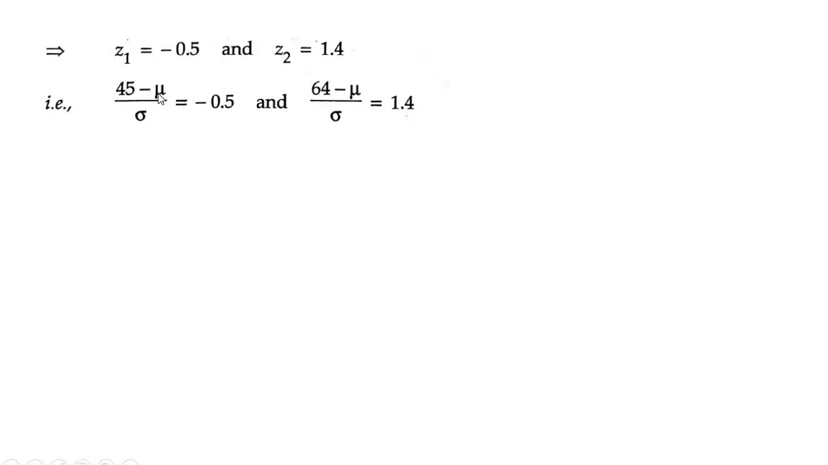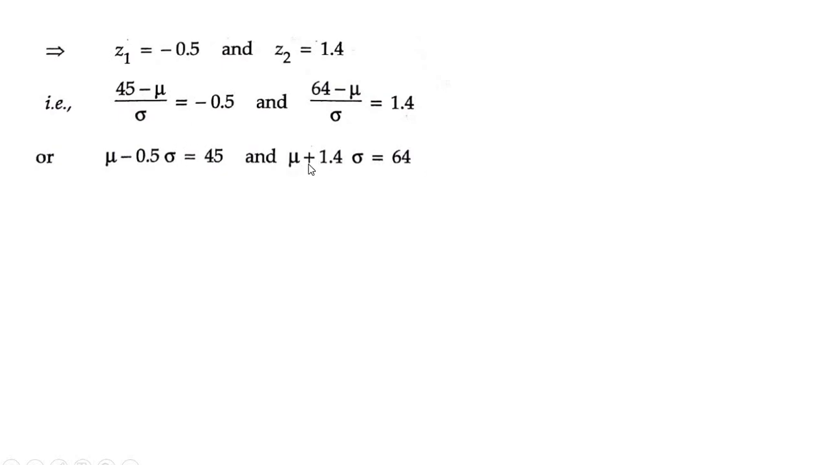So substitute this: (45 minus mu) by sigma equal to minus 0.5 and (64 minus mu) by sigma is equal to 1.4. Cross multiply and rearrange. Sigma into minus 0.5 is minus 0.5 into sigma. Then take this minus mu to the other side, it will be plus mu. So you get mu minus 0.5 sigma is equal to 45. Similarly, take this sigma to the RHS, you get 1.4 sigma. Take minus mu to the other side, that will be plus mu. So you get mu plus 1.4 sigma is equal to 64.